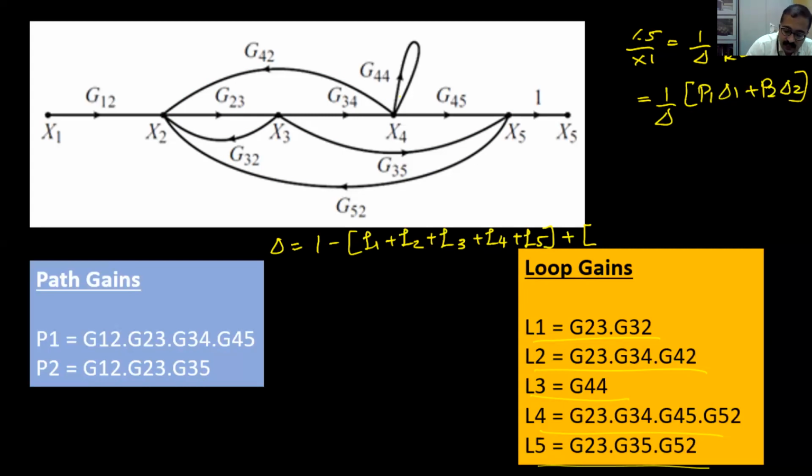Yes, G44 and 2332. That is possible. G44 is L3, and 2332 is L1, so L3 L1 is one possible gain product of two non-touching loops. Any other possible combination? Yes, 2 3 3 5 5 2 and G44. So that is L5 and L3, giving L3 L5.